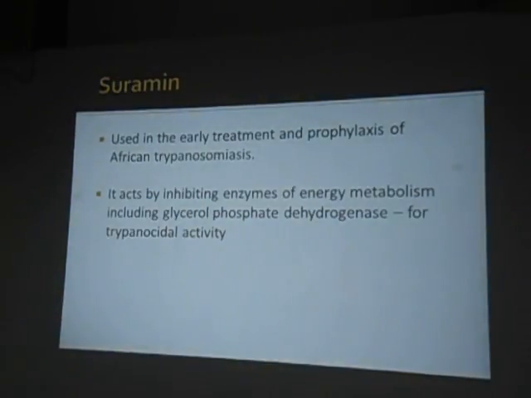Coming to the next drug, that is suramin. It was earlier used in prophylaxis and treatment of African trypanosomiasis. It acts by inhibiting enzymes of energy metabolism, glycerol phosphate dehydrogenase.